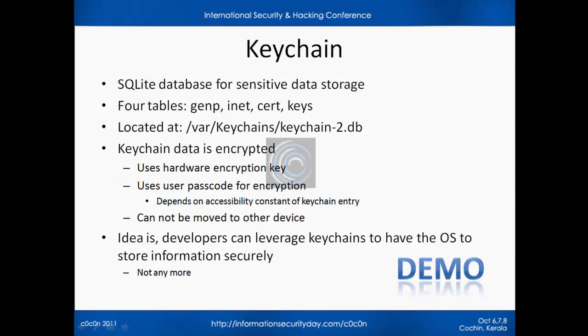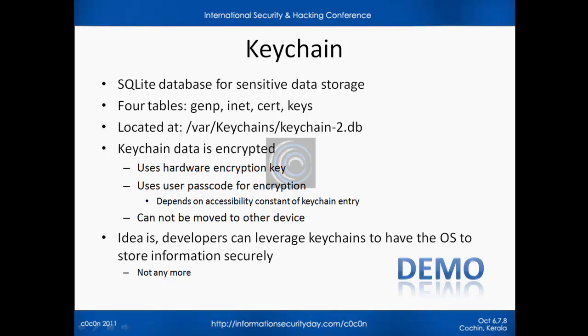Keychain. This is another location where your application can store information. Keychain is a SQLite database for sensitive data storage. Keychain contains 4 tables: genp, inet, cert, and keys, and Keychain is located in the Keychains folder. The file name for this Keychain is keychain-2.db.